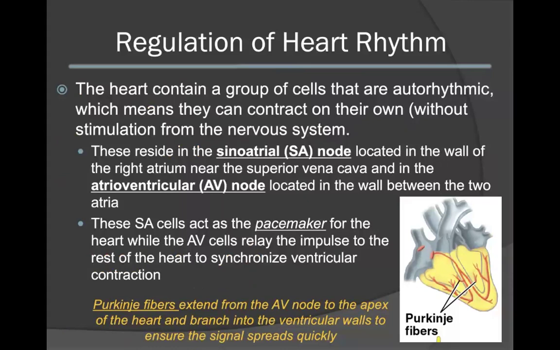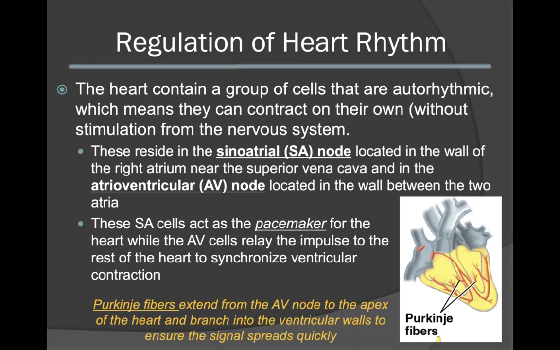The heart rhythm, or the synchronous contraction of the heart muscle, must be regulated. The heart itself contains a group of cells that are autorhythmic, which means that they set the pace of the heart contraction. They can contract on their own without any stimulation from the nervous system. These cells reside in the sinoatrial or SA node, which is located in the wall of the right atrium, close to the superior vena cava. There are also cells located in the atrioventricular or AV node. This is located in the wall between the two atria.